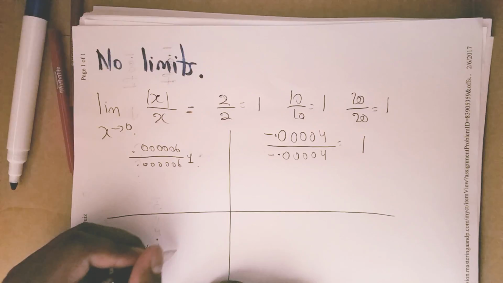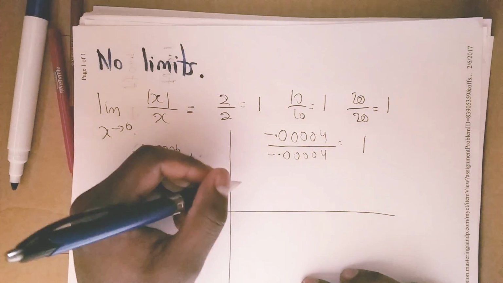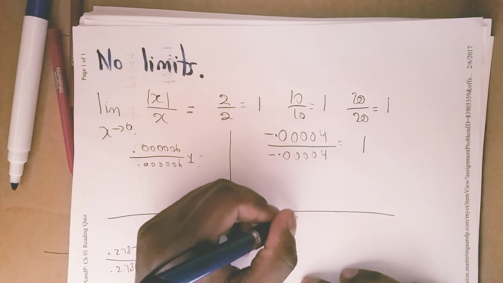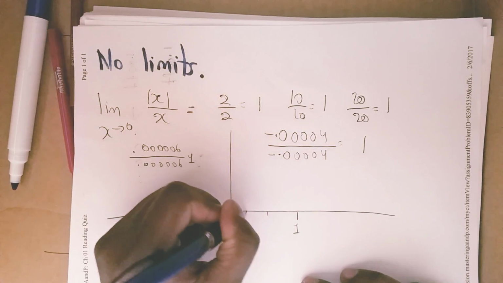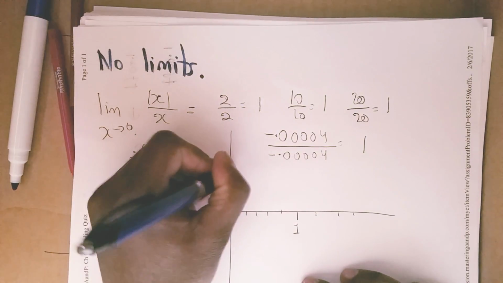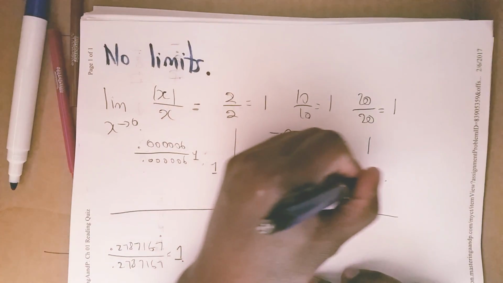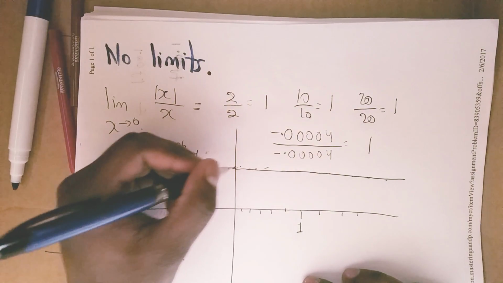The answer is equal to 1. So any number you plot at the point, you get 1 for the y value. Any number that you plot, you get 1 for the answer. So you always get 1, and you get a line like this on the graph.